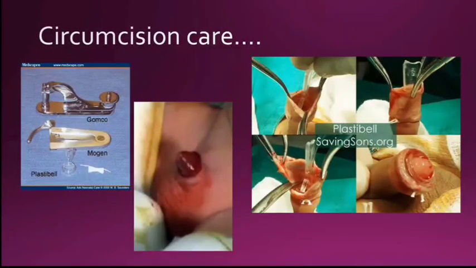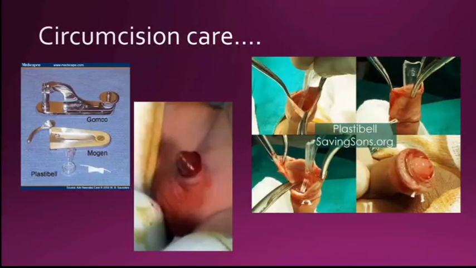For your boy babies, we also want to teach them or ask them about circumcisions. It is not required that they have their baby circumcised, and that's totally fine if they don't want to. But if they are, then there's usually two main ways that we do that. I know these pictures are kind of graphic, but it gets the point across. The two main ways you would see used are the Gomco, shown on the top left, and the Plastibell, the bottom left. And your care for those are going to be different.